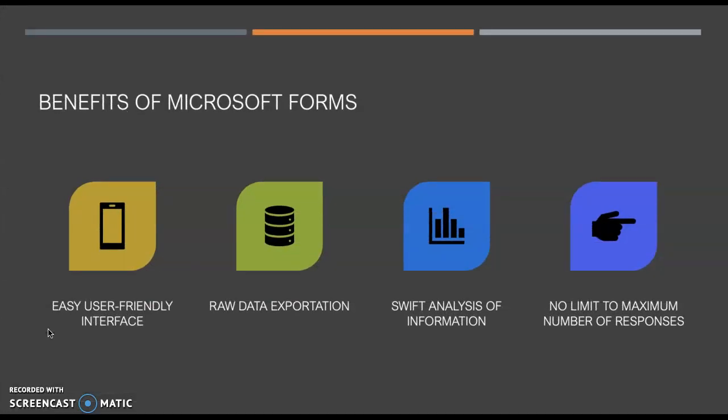So the benefits of using Microsoft Forms is the easy, user-friendly interface. It can be accessed through your mobile device, the personal devices given, or even your home computer. There is raw data exportation that can be used through Excel. The swift analysis creates very visual pie charts that allow teachers and parents to really see how teachers are implementing a student's IEP. And there's no limit to the maximum number of responses. So this can be used from the time a student's IEP is created through their next annual date. And as a new IEP is created, it can easily be changed and modified based off of any changes to a student's IEP.